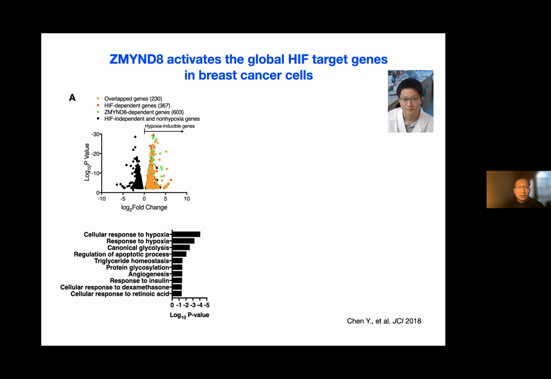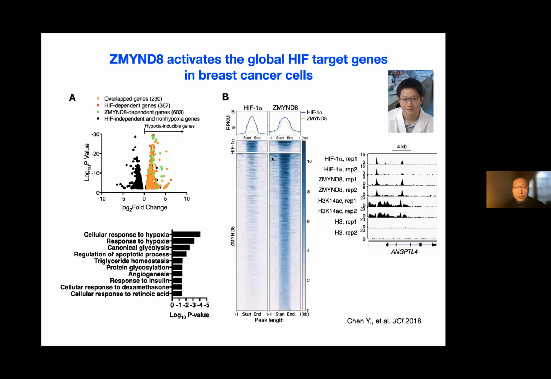So you see this Rna-Seq data. Many HIF downstream target genes overlap with the Z1D8 target genes, and those genes are involved in glycolysis, angiogenesis, etc. We further show this by chromatin IP sequencing. We see the HIF-1 alpha and Z1D8 proteins are co-localized across the human genome at the hypoxia response element. Here I just show you one example, where HIF-1 alpha and Z1D8 co-localize at the promoter of the HIF downstream target genes.